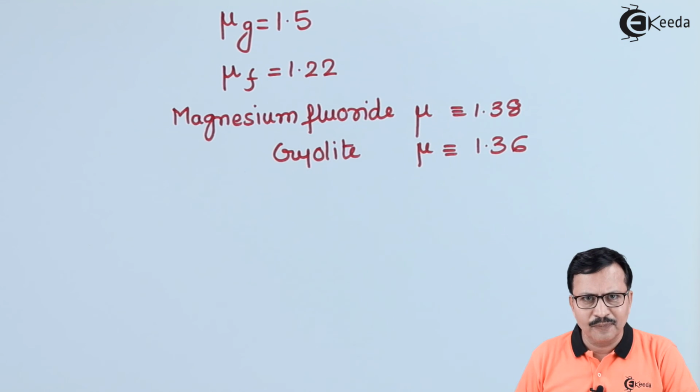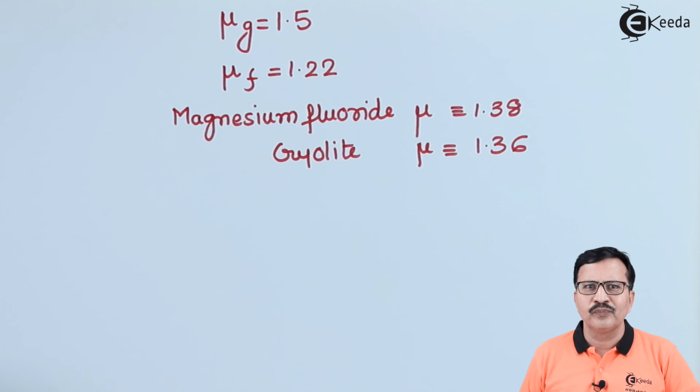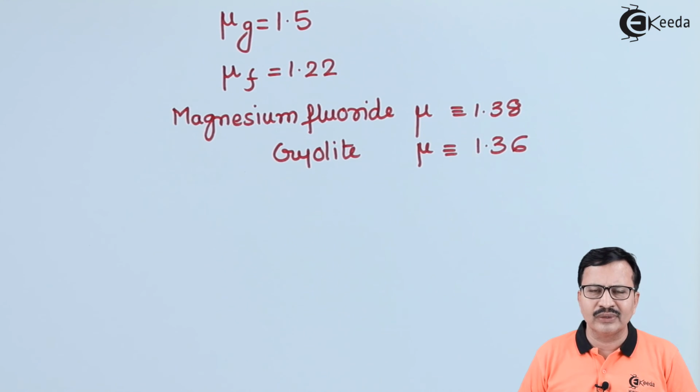So these are the materials that we can use as a coat for acting as a sun control thin film over glass. And of course, we also have to monitor the thickness so that it is an integral multiple of the factor lambda upon 2 mu f. So we have obtained the condition for the thickness as well as the condition for the refractive index of the sun control thin film.